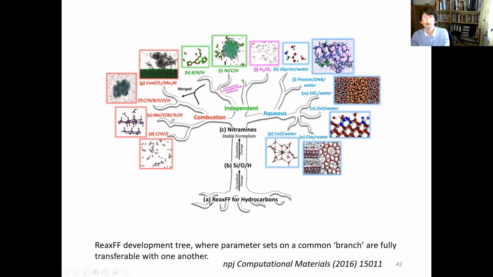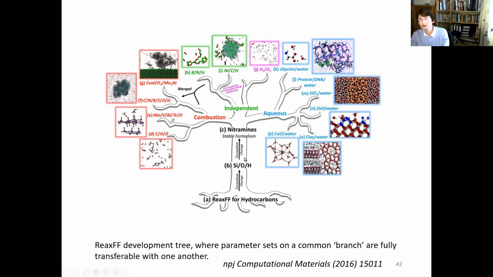So it started off with the initial ones, the combustion branch, which all work together. So any of the parameter sets in this branch all work together. So you can choose the hydrogen atom and you can move it across all these different materials and everything will be fine for all these particular processes.